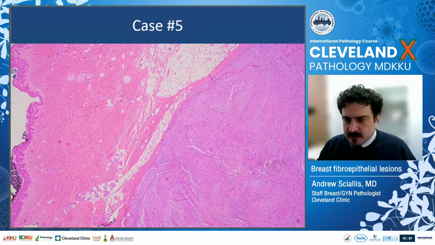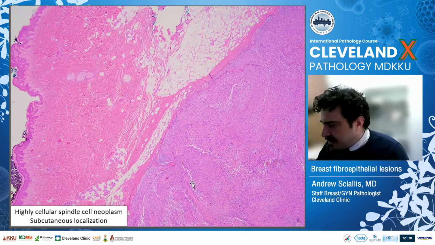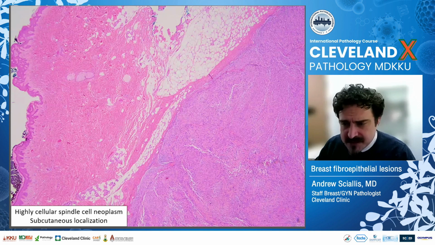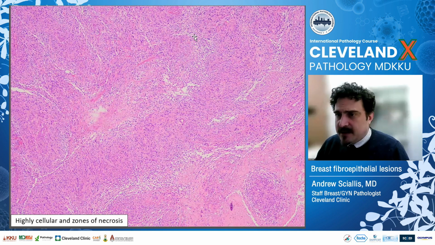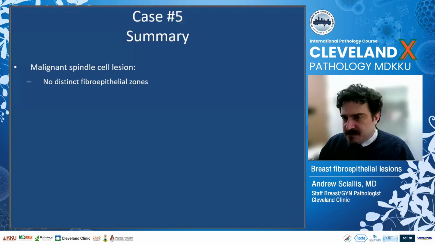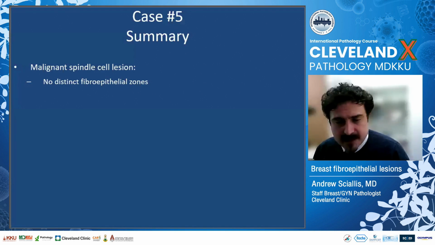Here we go, just kind of reviewing. Highly cellular spindle cell neoplasm. It's subcutaneous, infiltrative, can't find any fibroepithelial zones, and it's really ugly looking. So this patient is what we would call, I don't know what this is. It's a malignant spindle cell neoplasm.